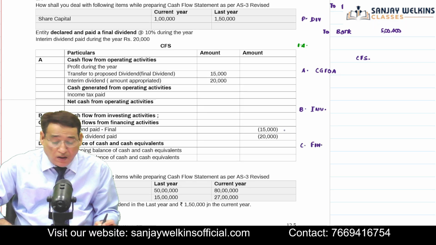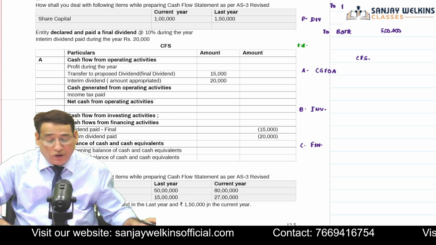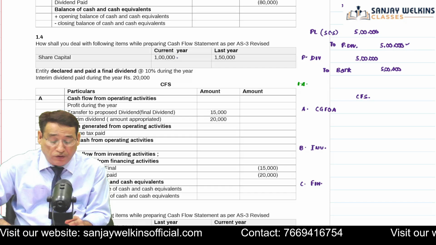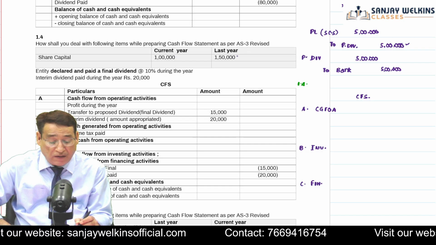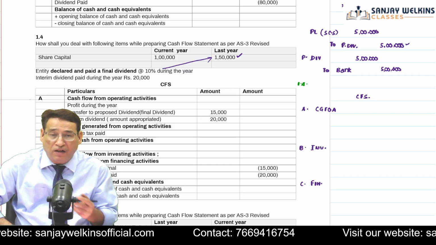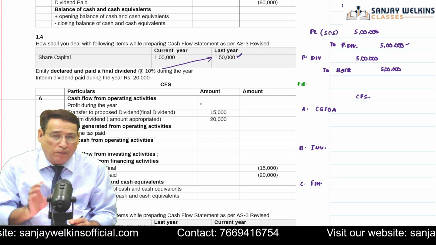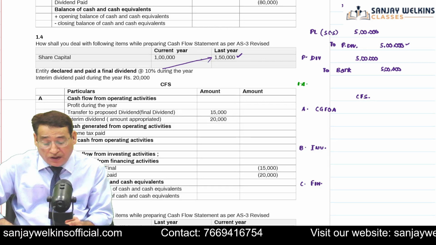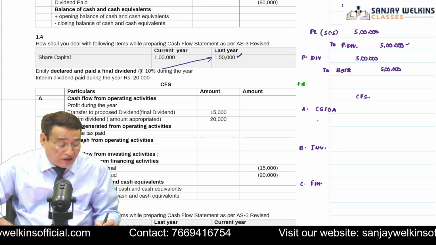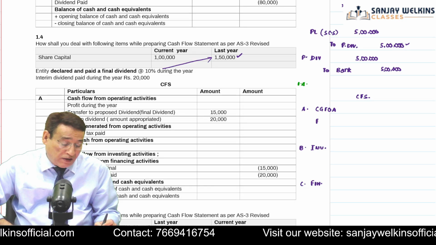Now, just a moment ago, I talked about final dividend. Final dividend is always computed on the opening capital. Remember one thing, this time your opening capital is 1,50,000. Is it clear to you or not? Last year's capital becomes the opening capital for the current year. So 10% of 1,50,000. So you can write here final dividend proposed.